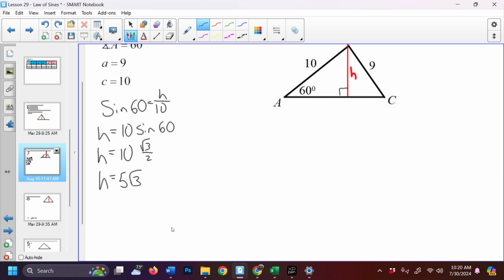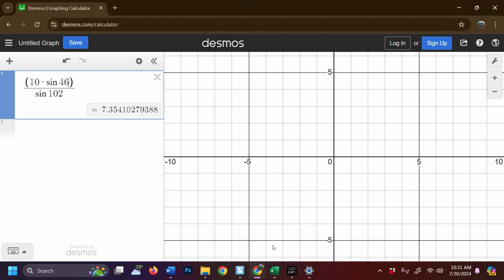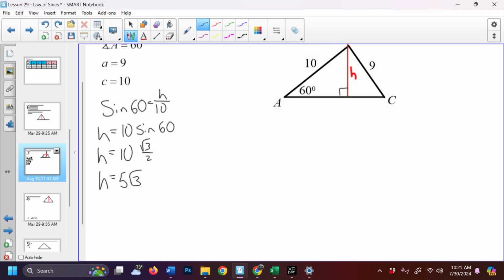That's not super helpful when I'm trying to compare it to this 9 over here. So what I'll do is I'll go back to Desmos and I'll go 5 root 3, and I see that I have 8.660. And so I have a situation where H is less than little a, which is less than, in this case, C, but we usually call it little b there. So this is a two-case scenario.